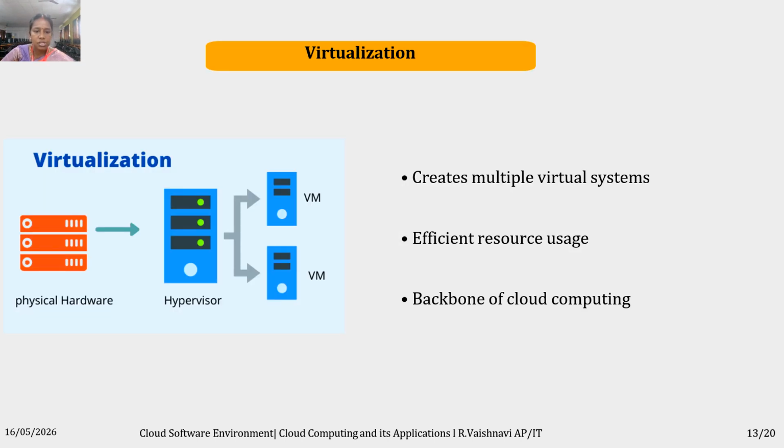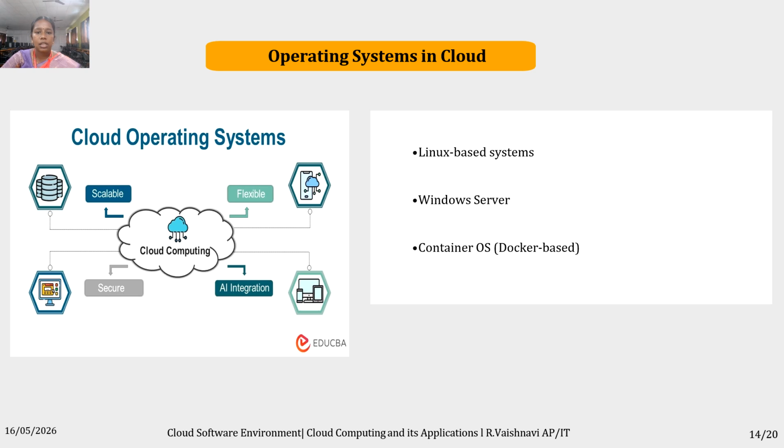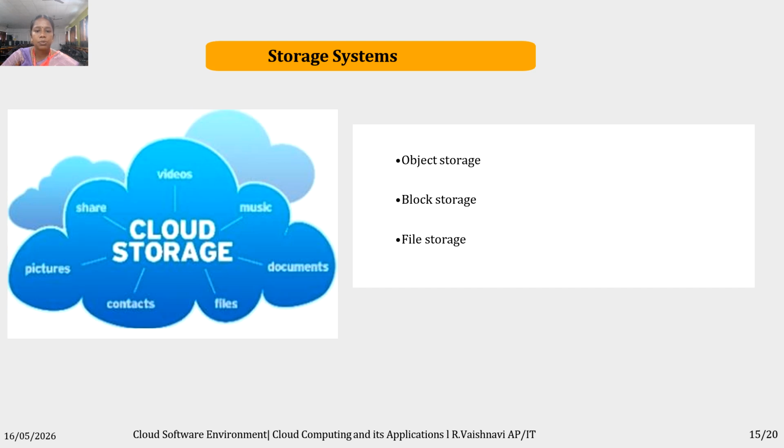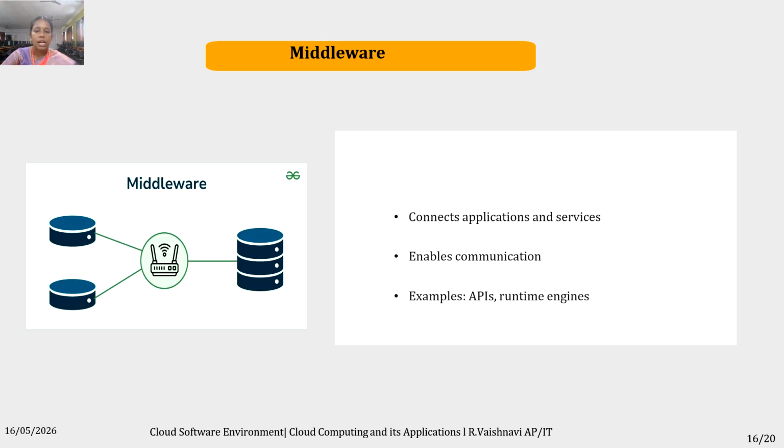And then virtualization. Virtualization creates multiple virtual systems, gives efficient resource usage, and is the backbone of cloud computing. And then operating systems in the cloud will be Linux based systems, Windows Server, and container OS. The storage systems will be object storage, block storage, and file storage systems. And then middleware connects the application and the services. It enables the communication. The examples of middleware will be APIs and runtime engines.